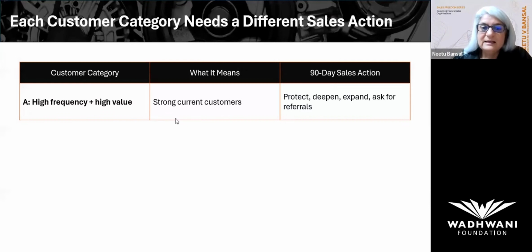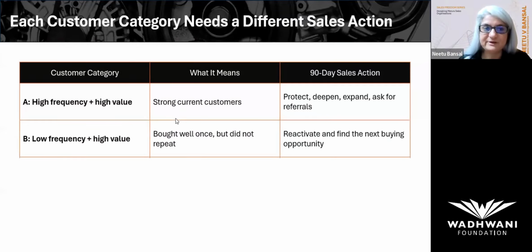Here is what I said: each set of customers can have a very different action. If you have a high frequency, category A customer, what are you going to do with them? You will be defending this account, because this is where most of your competitors will also be targeting. This is a place where you will try to expand to other divisions. This is where you can ask for reference. So the strategy is different.